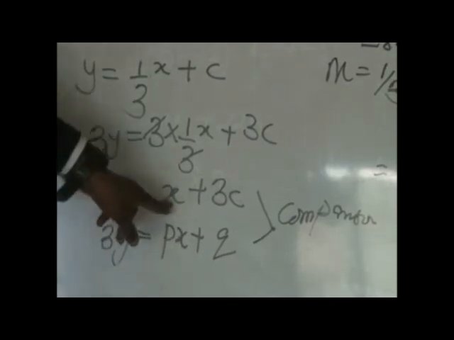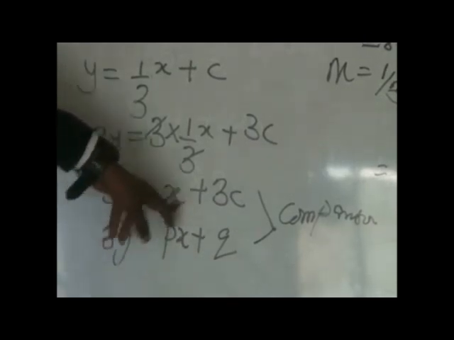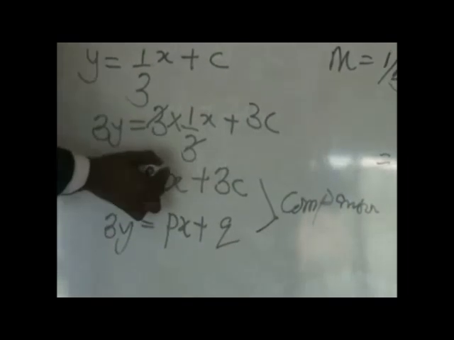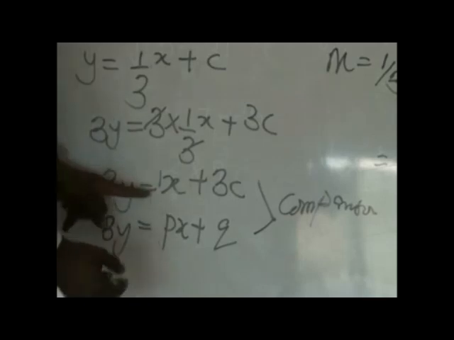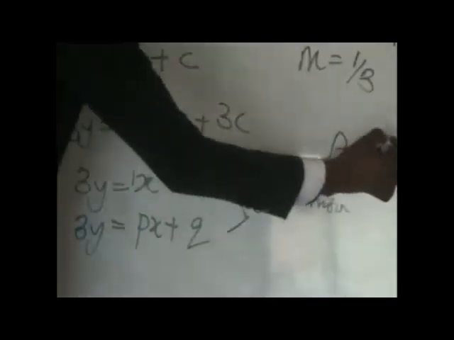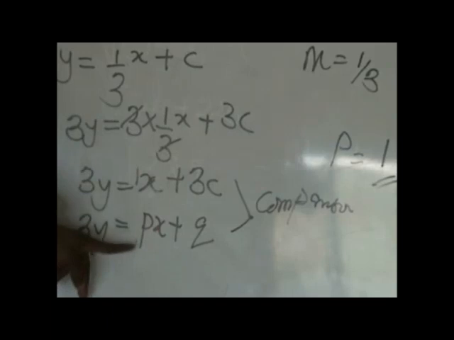Now from equation 1, what is the coefficient of x? The coefficient of x is 1, meaning that 1 is equal to p. So from equation 1, p is equal to 1, because by comparison, 1x is equal to px. So the coefficient of x here is 1, equal to p.